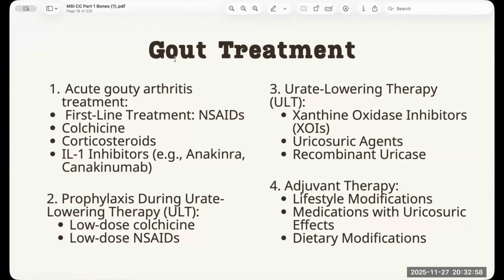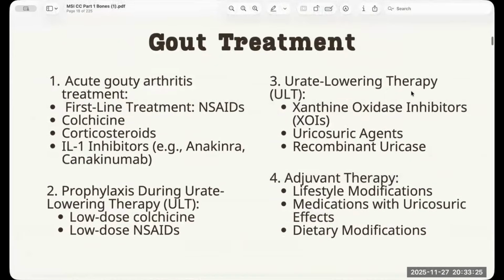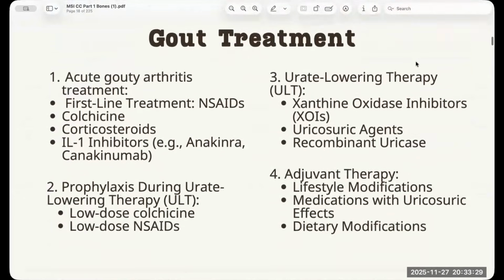But basically, for gout there's a different treatment for the acute, and here they are. First line is NSAIDs, but mainly we do use colchicine. The prophylaxis drugs are colchicine and NSAIDs again. They are urate lowering therapies and adjuvant therapies. All right. The most important being lifestyle modification, of course, because of the foods that we just mentioned. So it will be lowering these foods and having other foods.